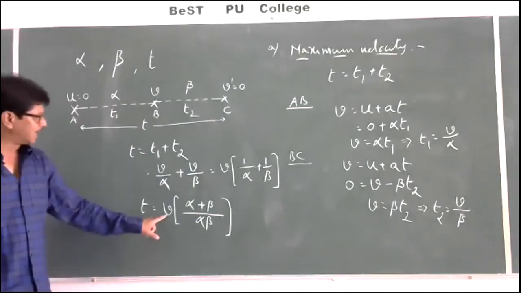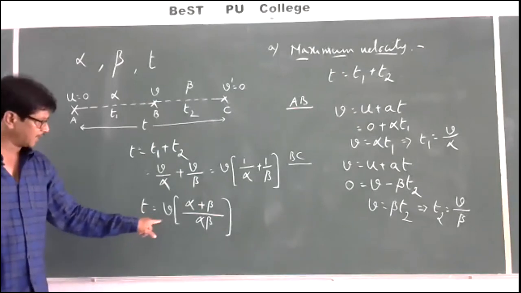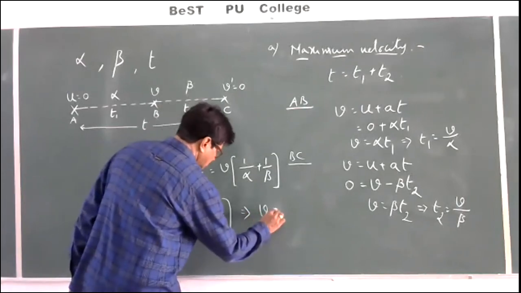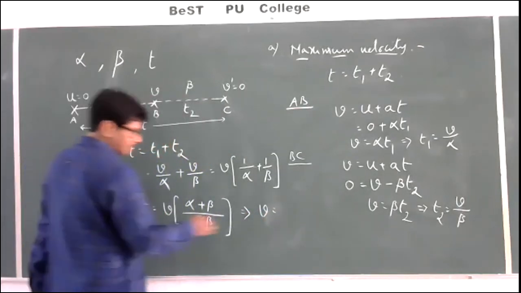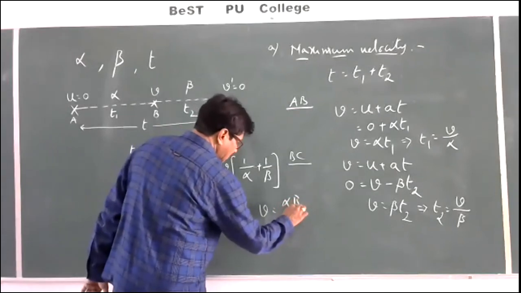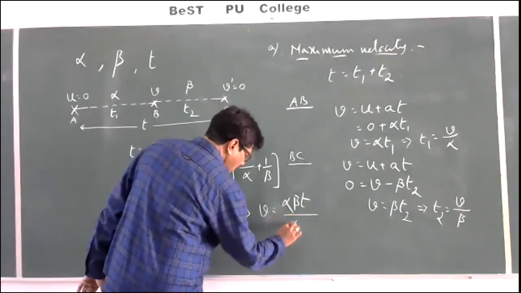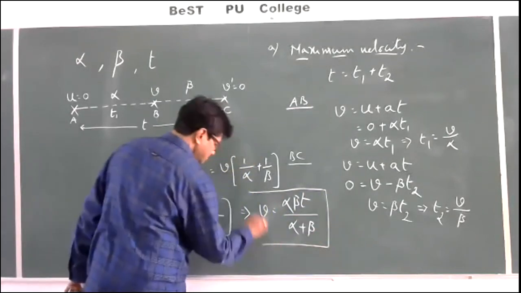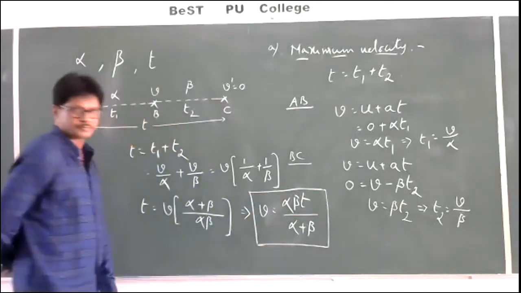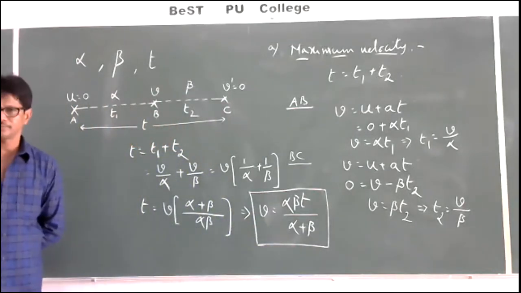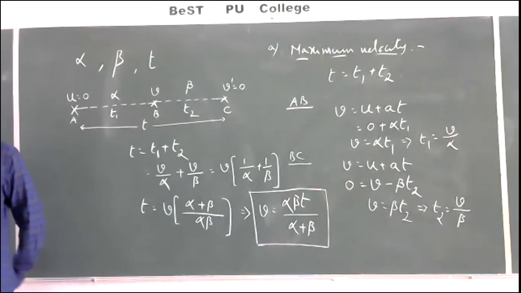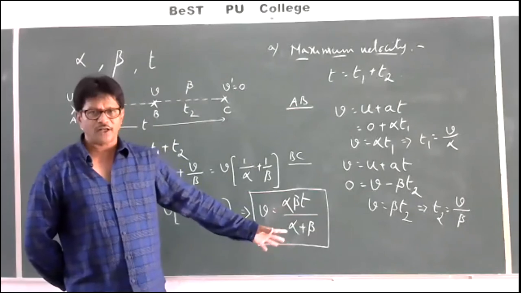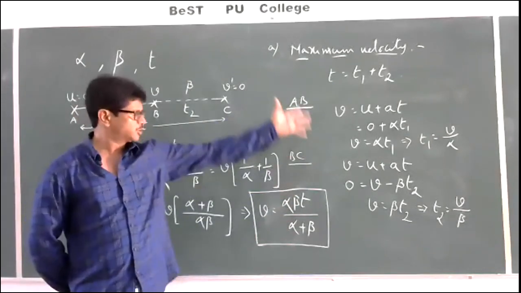But we want the V value, not the T value. So from here I can find V. If you cross multiply, V is equal to alpha beta T by alpha plus beta. If you are able to remember this formula, directly you can apply. If you are unable to remember this formula, we have to follow this procedure.